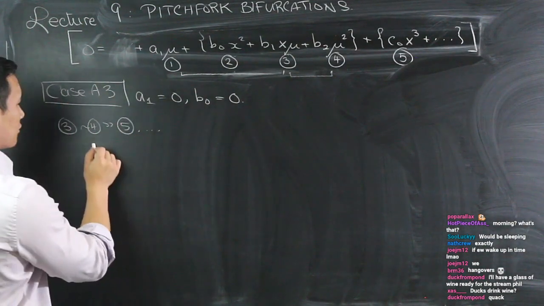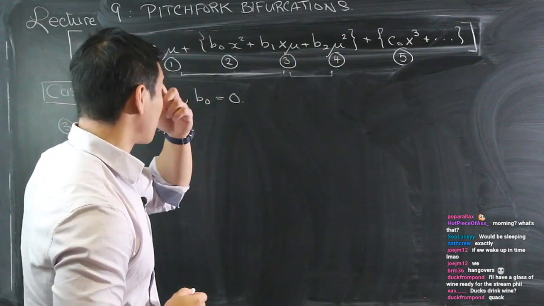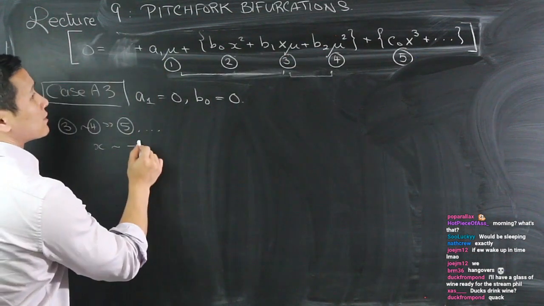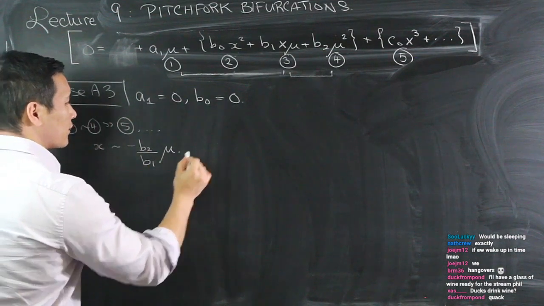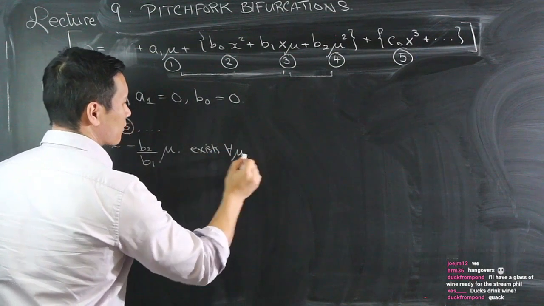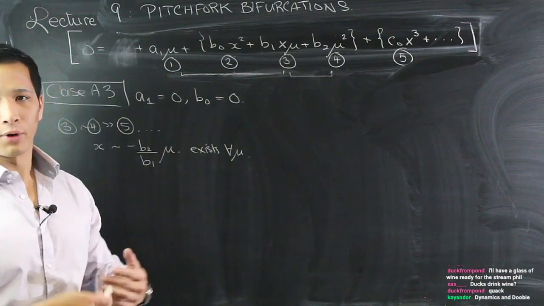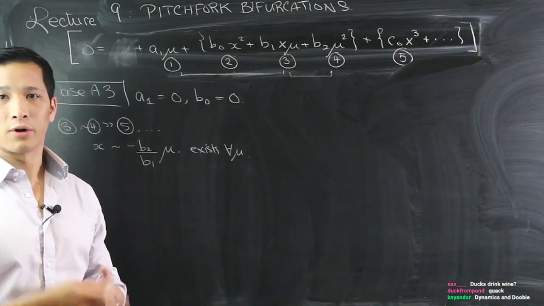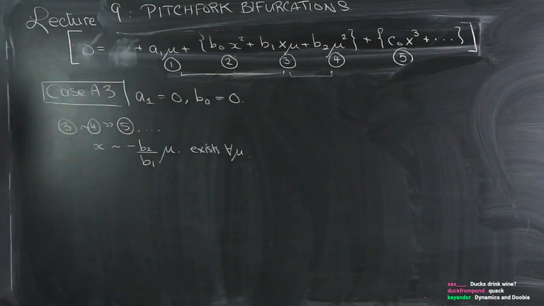That gives you one fixed point approximation where x is like minus b2 over b1 times mu. And this exists for all mu. I'm being a little bit cavalier when I say for all mu here. I mean both negative mu and positive mu, but only near mu equal to 0, because all these arguments are only near mu equal to 0.